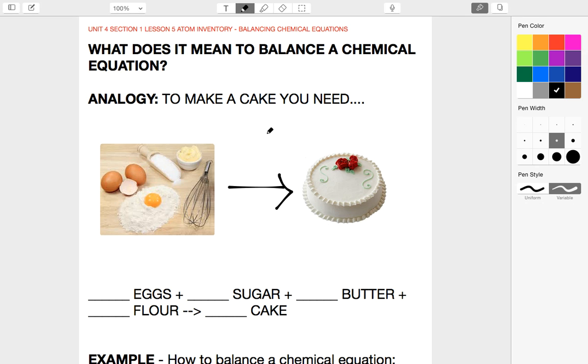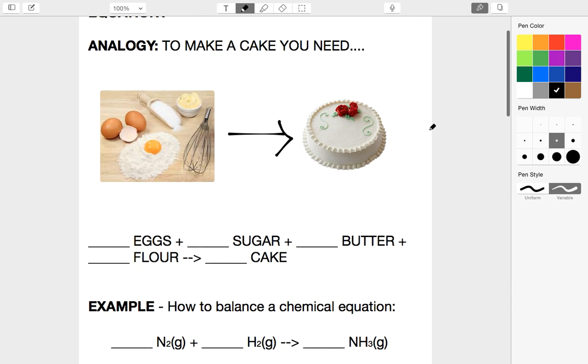This video is on lesson 5, balancing chemical equations. Before I even talk about balancing chemical equations, I want to start with an analogy. Let's say you need to make a cake. In this cake recipe, you need eggs, sugar, butter, and flour. You mix all those things together, and you end up with your product, a cake, right?